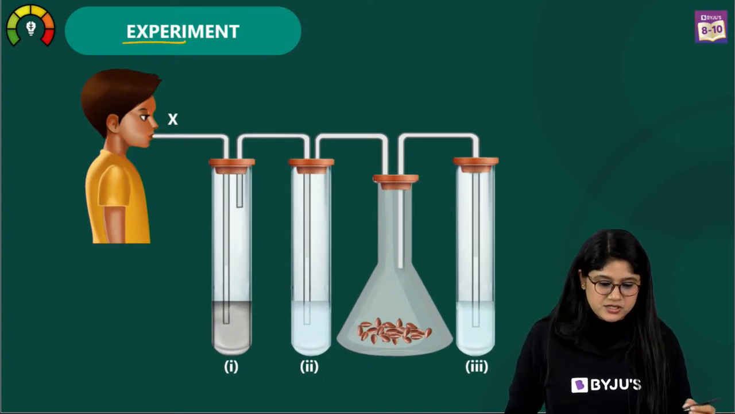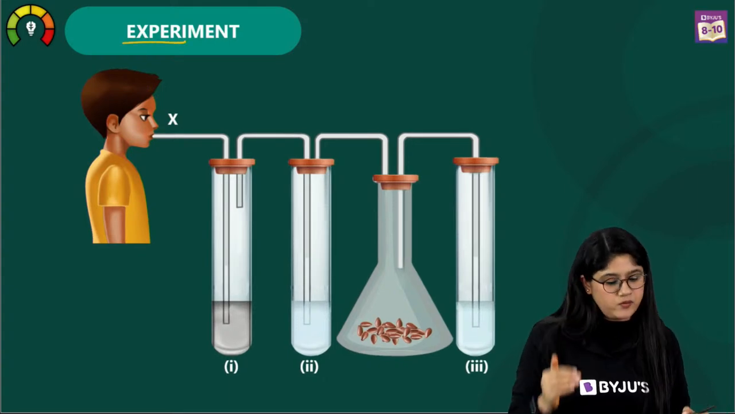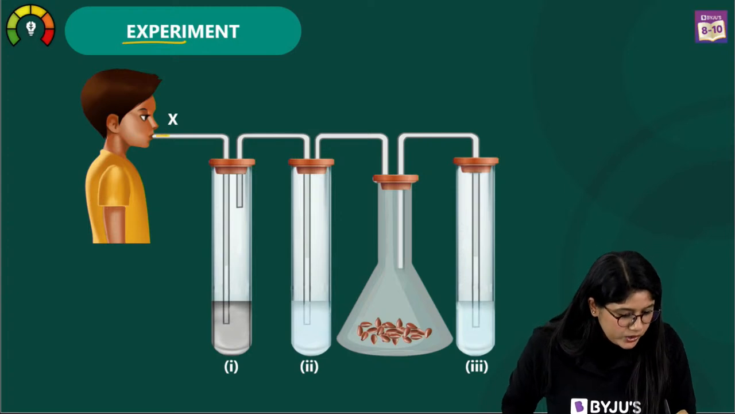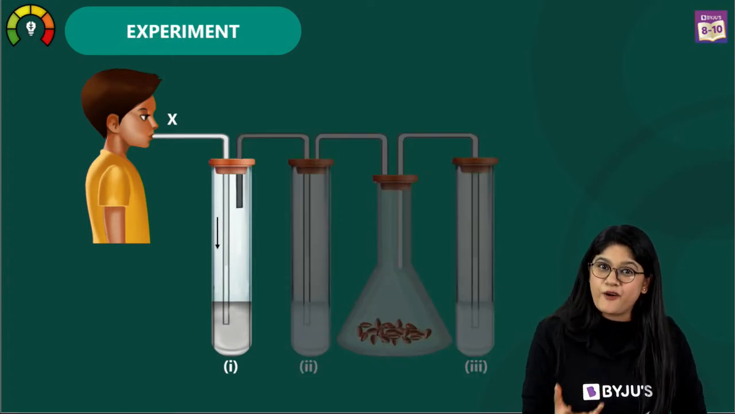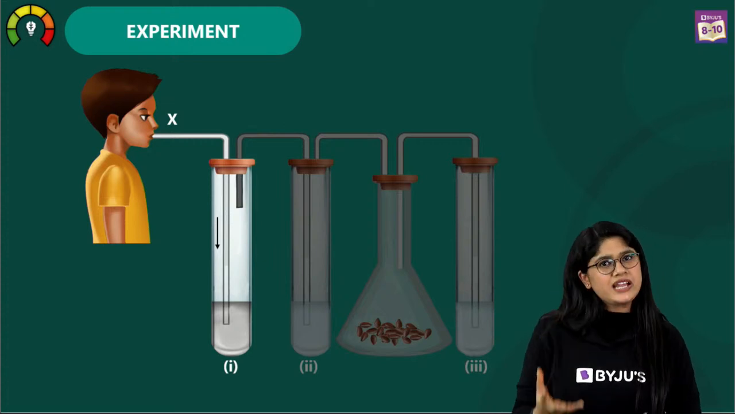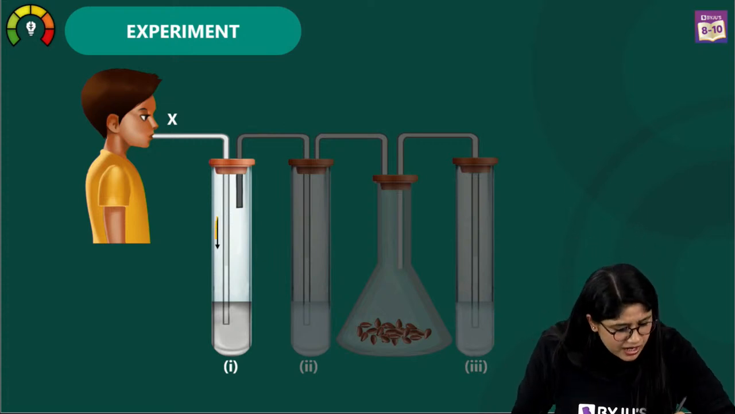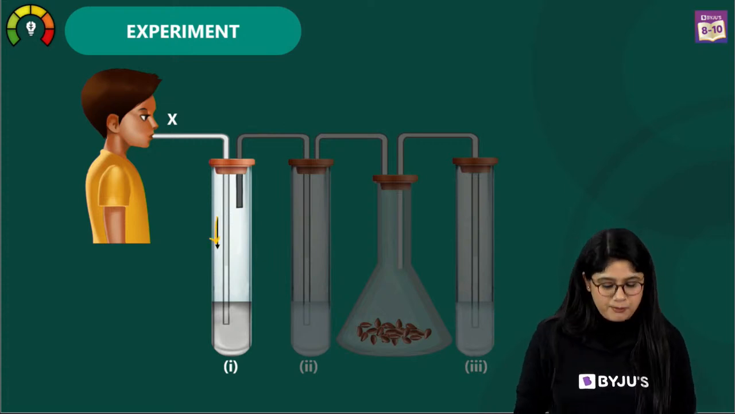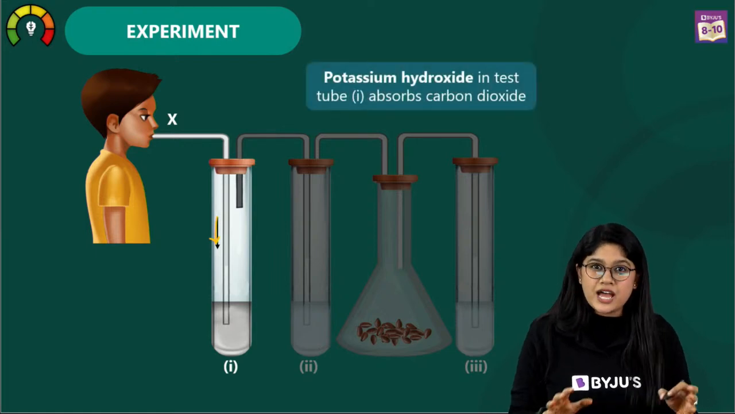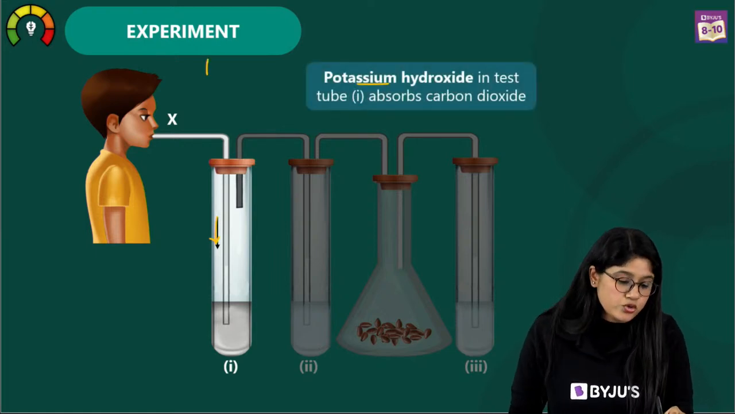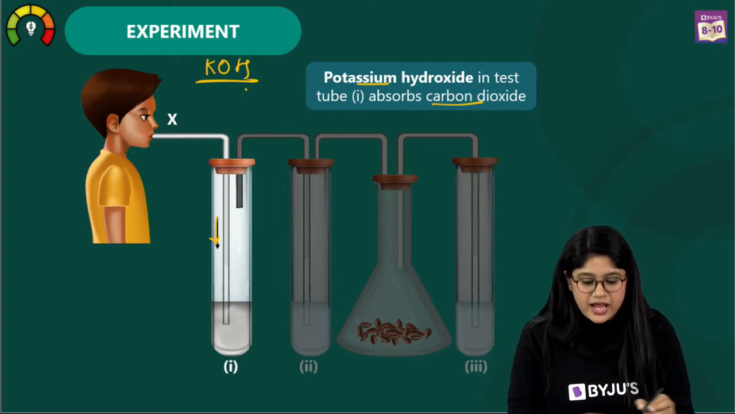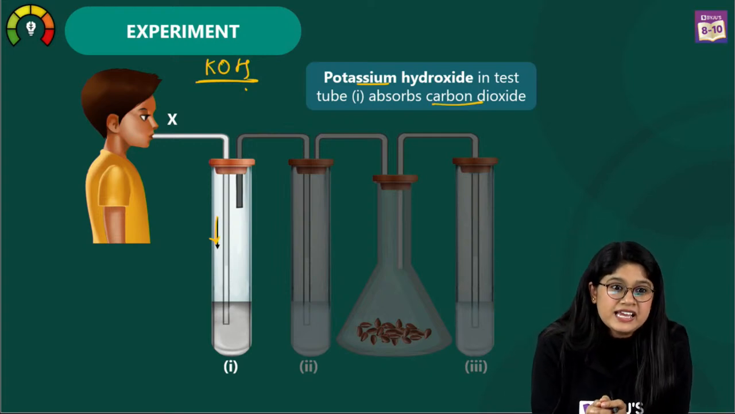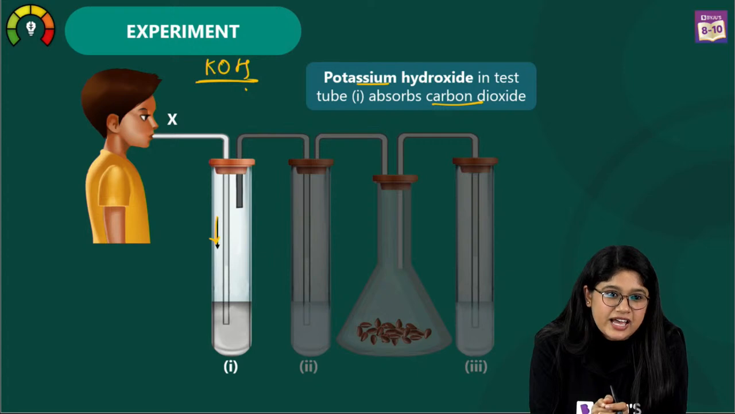Now we have this experiment. Let's see what is happening one by one. When we blow the air, we release carbon dioxide, exhalation of the carbon dioxide, right? This carbon dioxide will go over there. But do you remember, we have the potassium hydroxide over here, which is KOH. And what does it do? It actually absorbs the carbon dioxide. Yes, it does that.